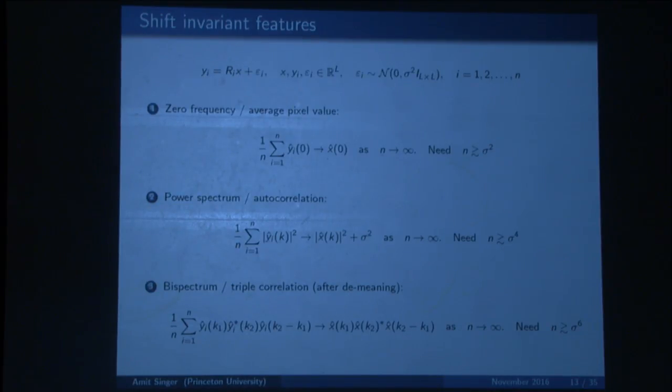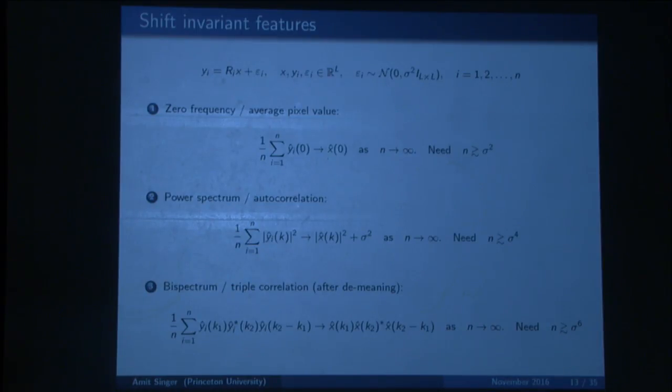And one way to see it is using shift invariant features. Here is the very simple model in this case. Noisy measurements are shifts or rotations of the underlying clean signal X corrupted with noise. Let's say that we have signals of length L, and noise is just Gaussian white noise with variance sigma squared.